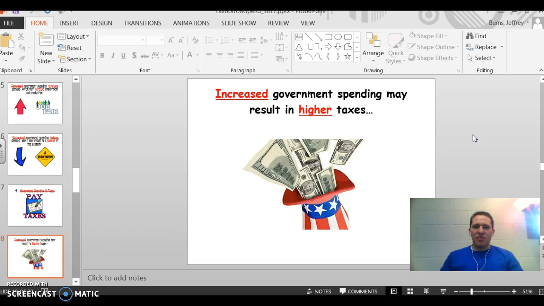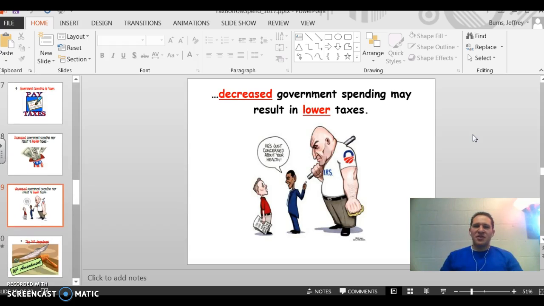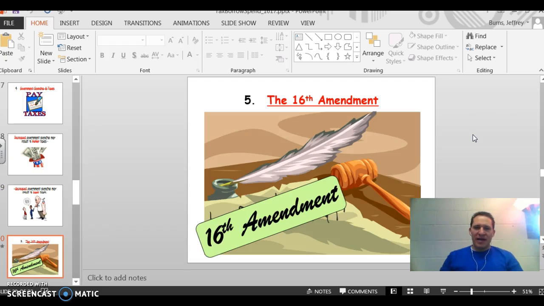All right, number four, government spending and taxes. This one's going to make perfect sense to you. Increased government spending may result in higher taxes. Well, someone's got to pay for it, right? Okay. And decreased government spending may result in lower taxes. Okay. And then number five is going to be our last box.